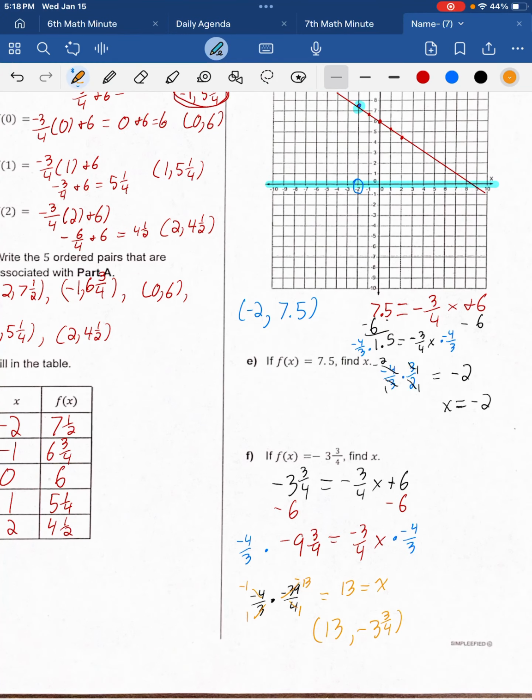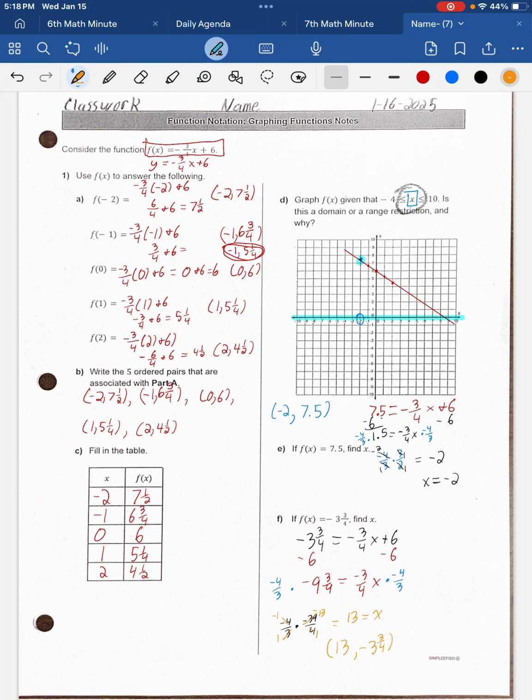All right. So now you have the rest of the classwork to do. And I also will be posting your Delta Math in advance in case you finish up early. All right.